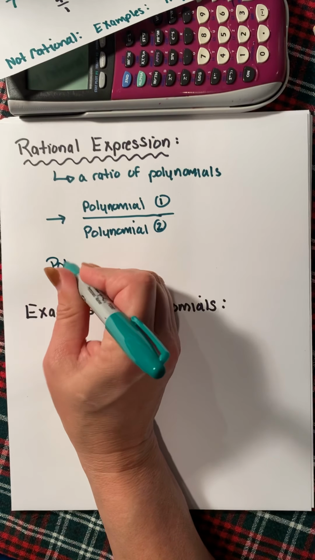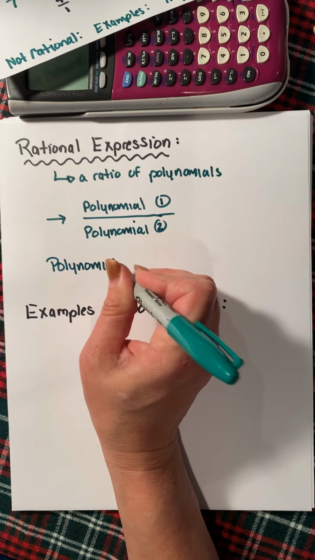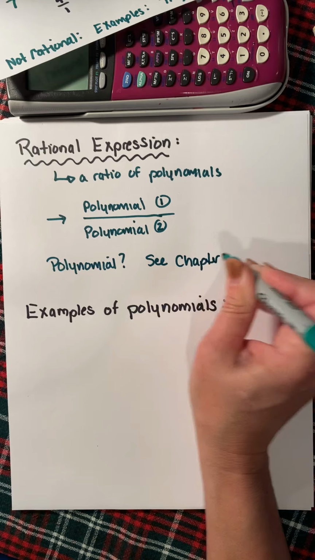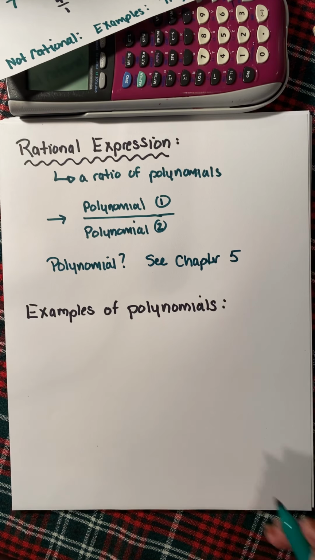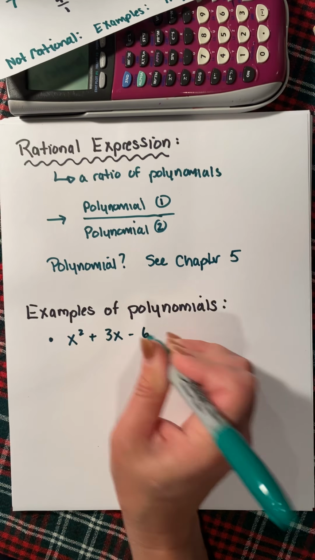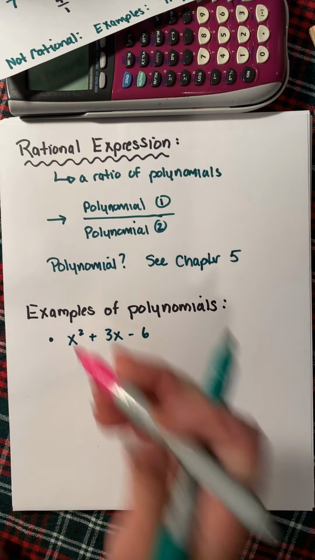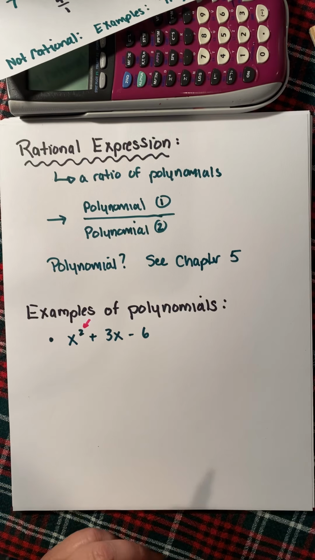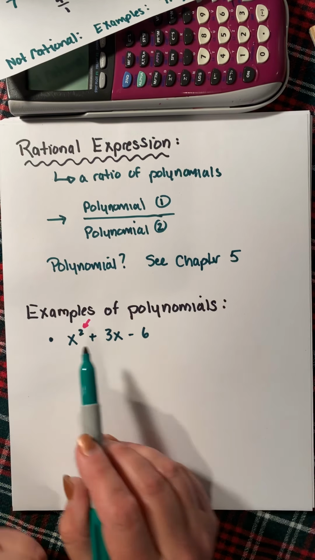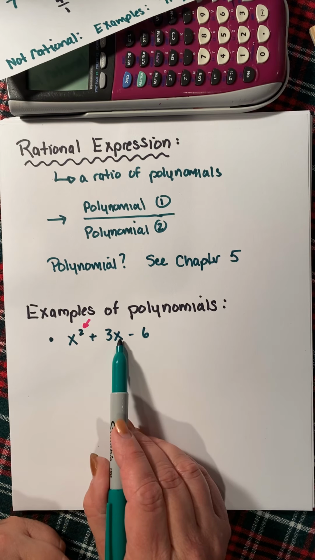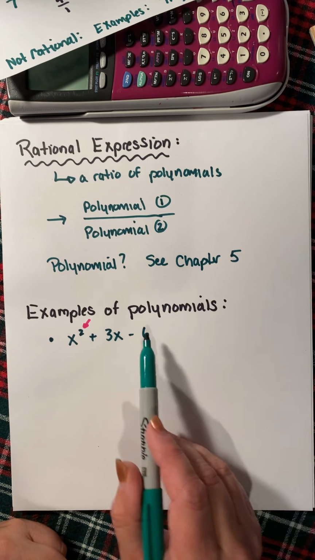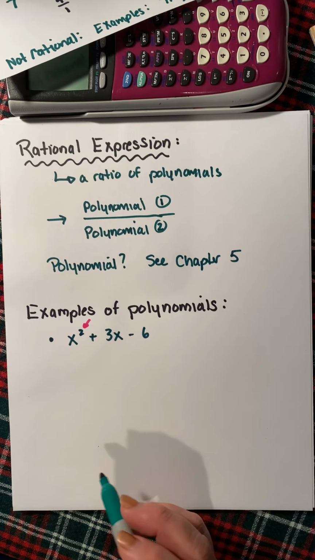What is a polynomial? Well, if you need a review of polynomials, see Chapter 5 for more details, but I'll give you an example. An example of a polynomial is x squared plus 3x minus 6. This is a second degree polynomial because the highest power on the variable is 2. What makes a polynomial is the powers on the variables are all non-negative integers. So here x has the power of 2, here x has the power of 1, we don't see it. And technically we call this the 0th degree because x to the 0 would just cancel out and become 1.